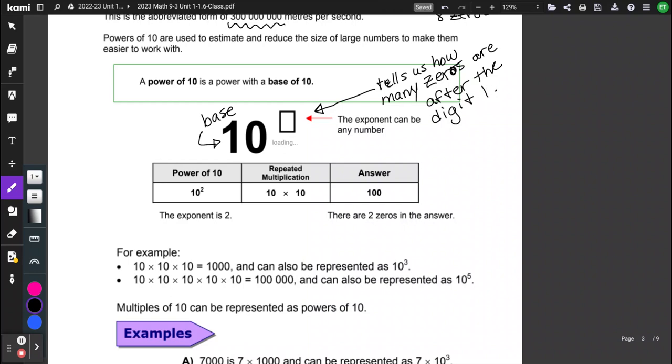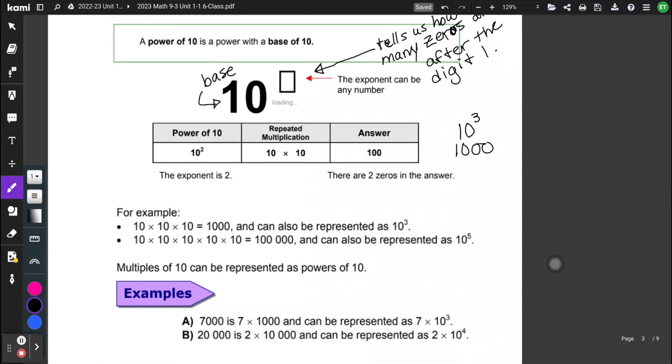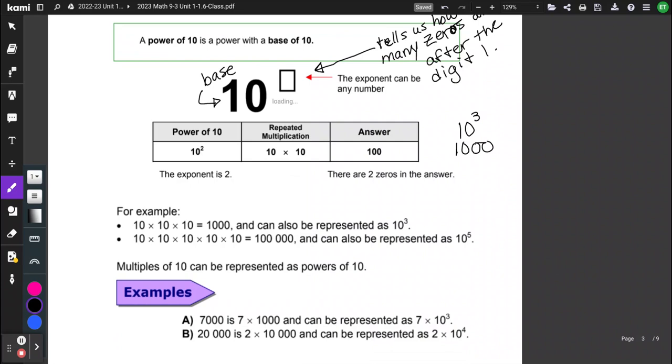Okay, so 10 exponent 2 is going to tell us there's 2 zeros. 10 exponent 3 is going to tell us I have 3 zeros. Okay, so that's what the exponent number tells us. So let's move down. We've got a couple examples here. I've got the number 7,000. So we're seeing the number here in example A. We're seeing the number 7,000.